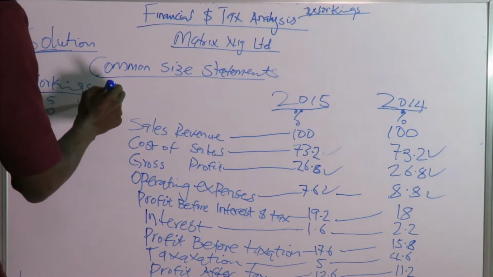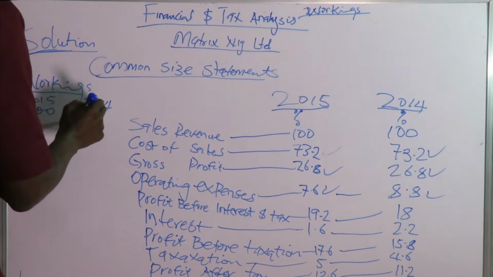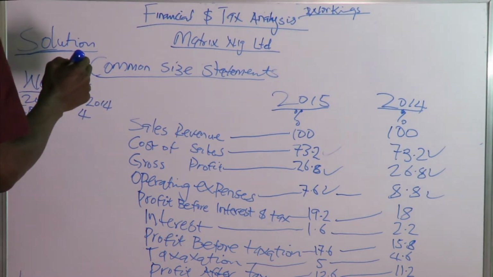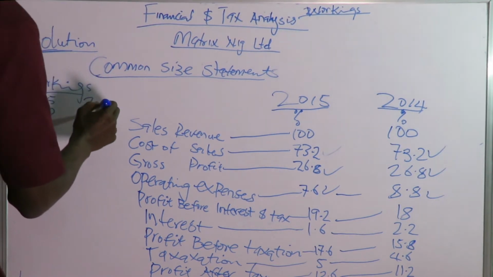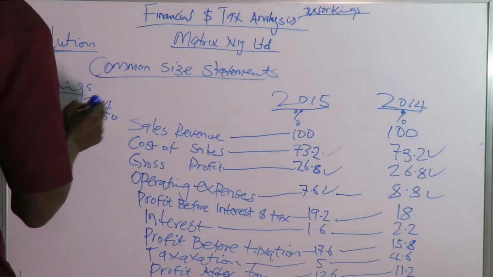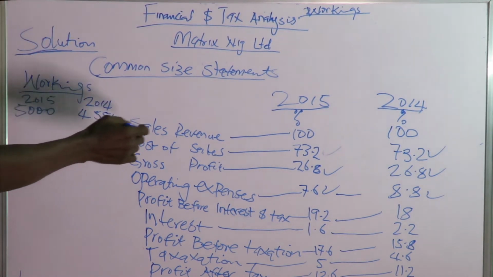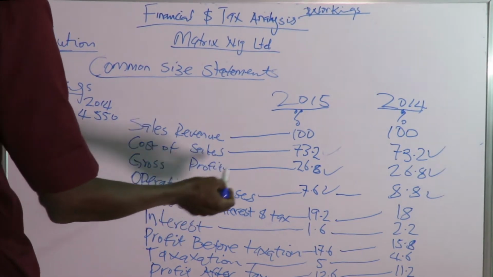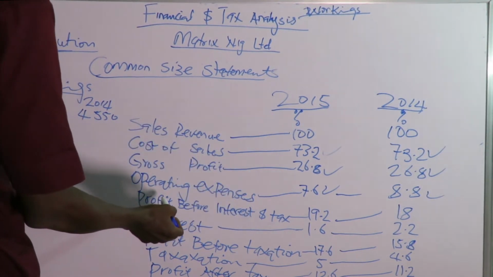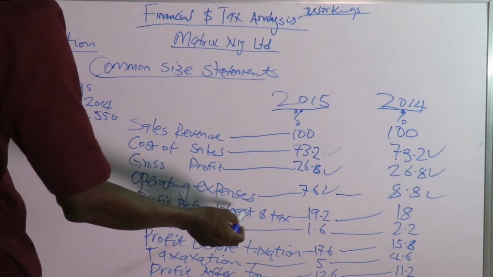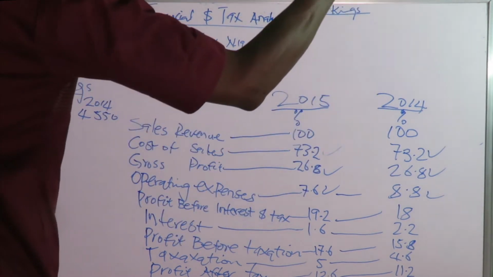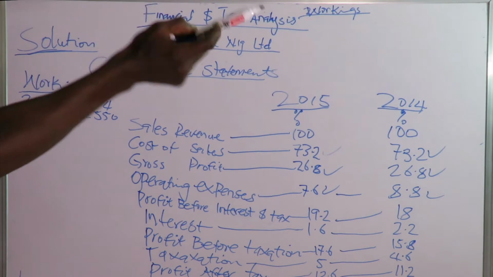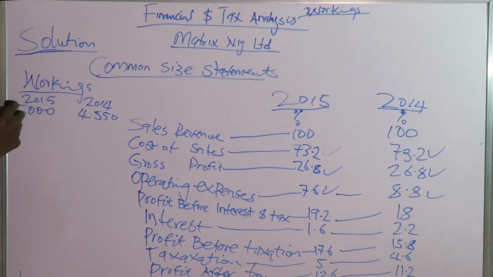The revenue for 2014 is 4,550. So this is the revenue we use to work for cost of sales, gross profit, operating expenses, and profit before interest for 2015 and 2014. So now this is our working.